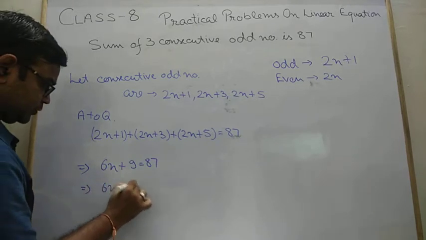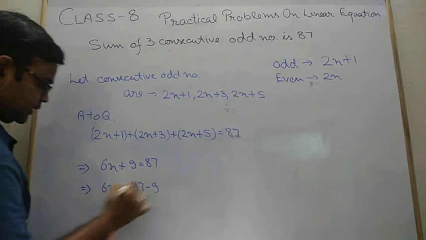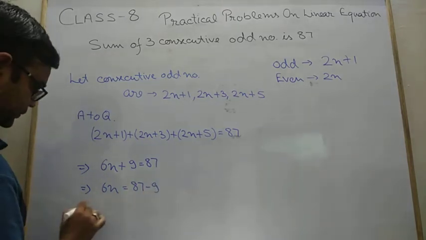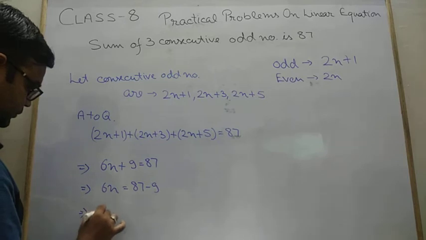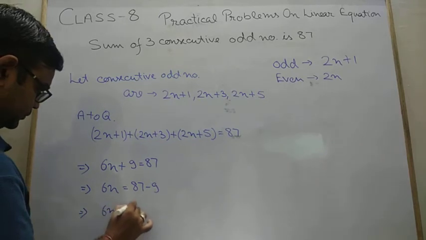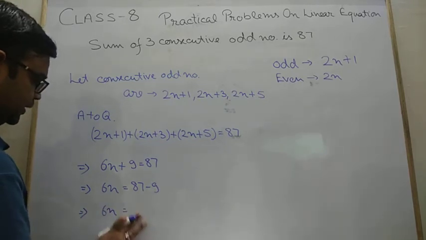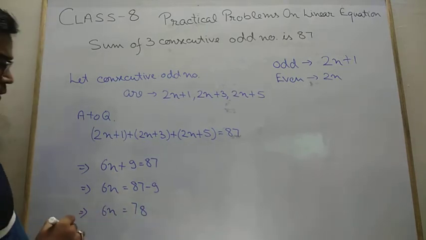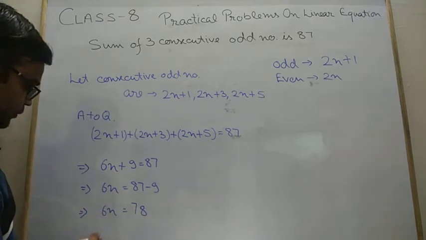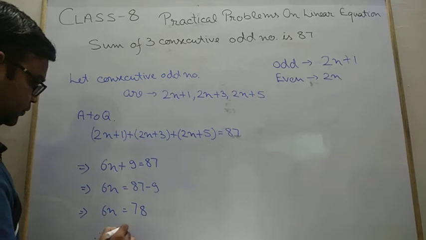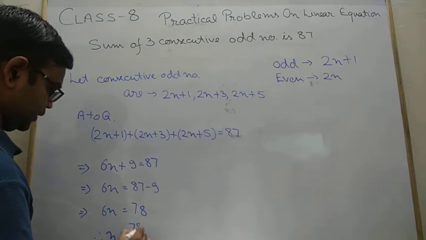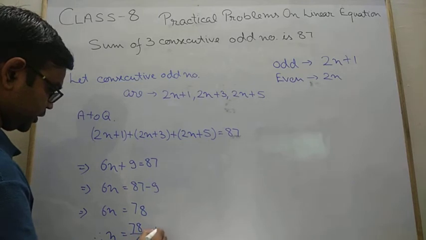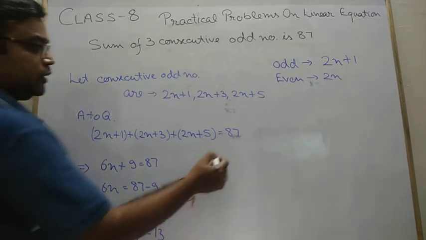6n equals 87 minus 9. Sorry, it's 78. It's 78. Clear? So therefore n equals 78 upon 6, which is 13. So what are the numbers?